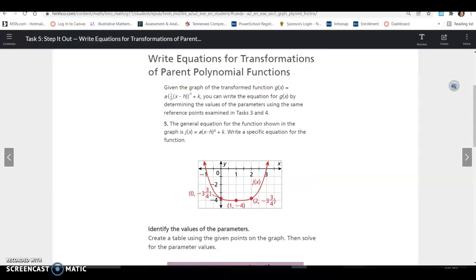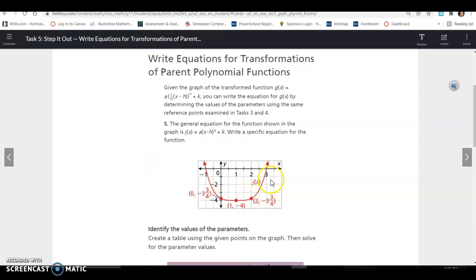Lesson 3.1, task 5. Write equations for transformations of parent polynomial functions. Given the graph of the transformed function g of x, you can write the equation for g of x by determining the values of the parameters using the same reference points examined in task 3 and 4. The general equation for the function shown in the graph is g of x equals a times x minus h to the 4th plus k. Write a specific equation for the function.